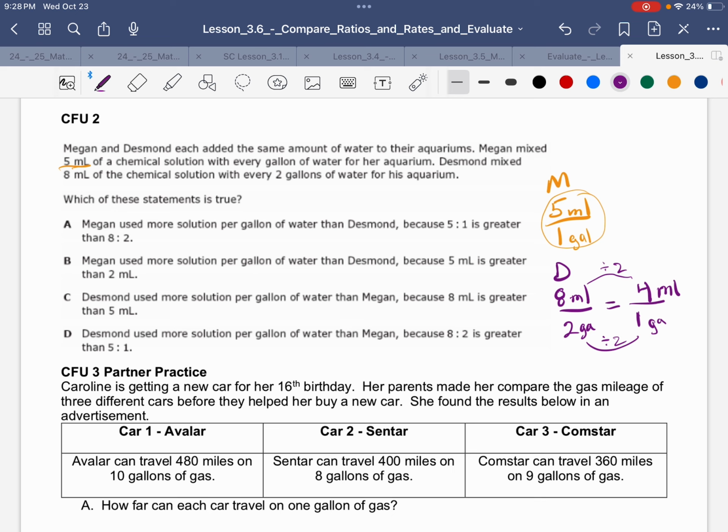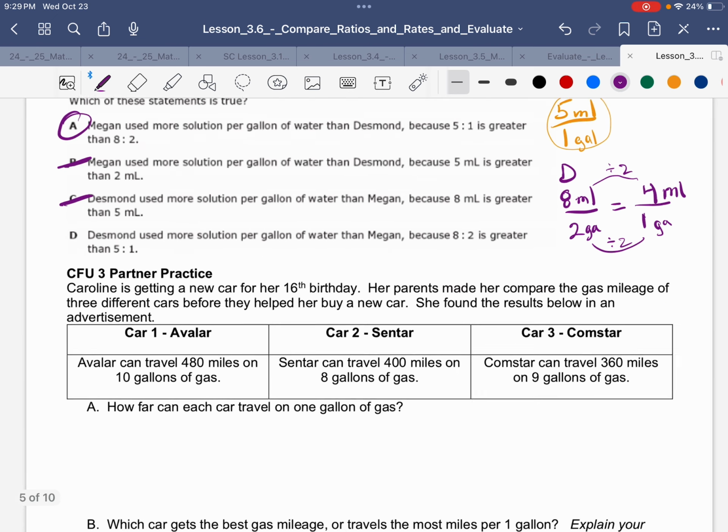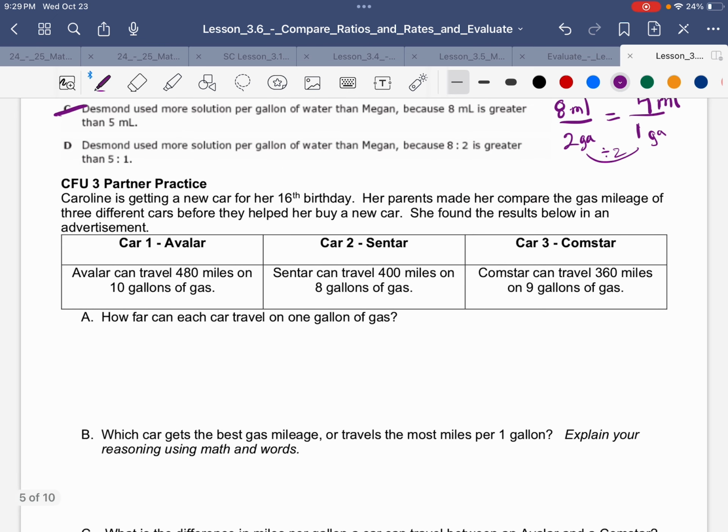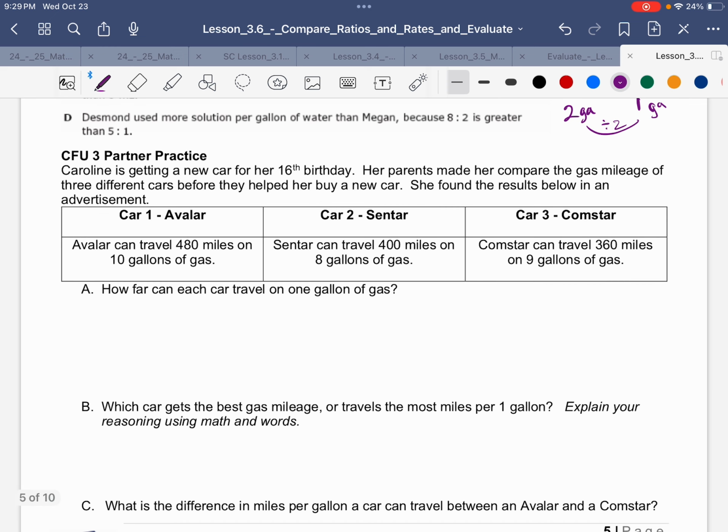So Megan is using more solution because 5 milliliters. No, it's not because of the milliliters, though. We don't want these two because they're talking milliliters. Megan, you did use more solution. It's because her 5 to 1 is greater than his 8 to 2. That is the correct answer. So although B says use more solution, that's true, but their reason is not true because the 5 milliliters is greater than the 2. That's not the reason that we're looking at this. All right. So you can practice this with a partner. If you're at home, you can practice this with your parent.